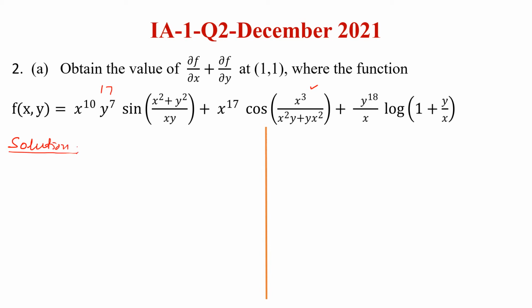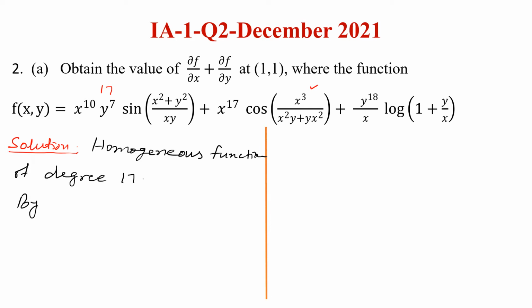So the given function is a homogeneous function of degree 17. So we can apply Euler's theorem, or rule.